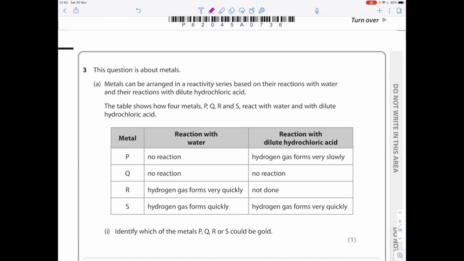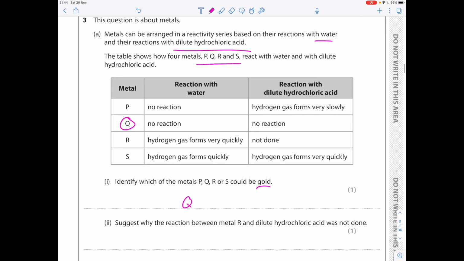Question 3. This question is about metals. Metals can be arranged in a reactivity series based on their reactions with water and their reactions with dilute hydrochloric acid. The table shows how 4 metals, P, Q, R and S, react with water and with dilute hydrochloric acid. Identify which of the metals P, Q, R or S could be gold. Gold is very unreactive, so we need one with no reaction with either water or hydrochloric acid. So that's Q.